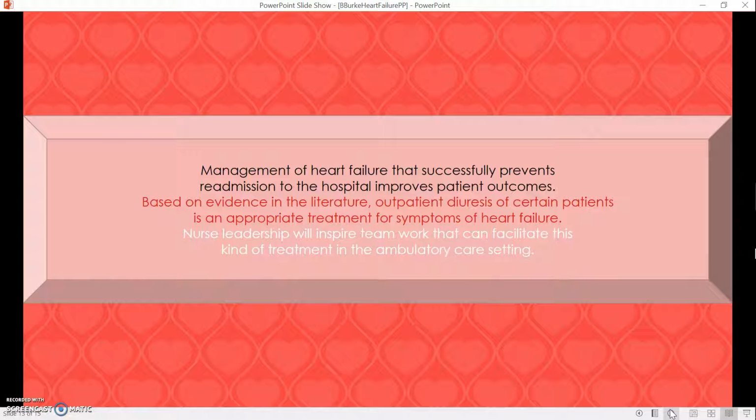In conclusion, the management of heart failure that successfully prevents readmission to the hospital improves patient outcomes. Based on evidence in the literature, outpatient diuresis of certain patients is an appropriate treatment for symptoms of heart failure. Nurse leadership will inspire teamwork that can facilitate this kind of treatment in the ambulatory care setting.